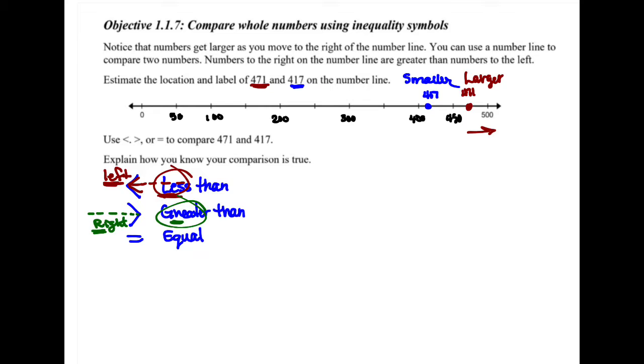So now let's write this inequality. We're going to compare it. So we have 417 is smaller or less than the larger one, 471. And way back in grade school, when you learned how to do these the first time around, remember they talked about the alligator eating a big number? That's still the same. So this is the big number, and here's the alligator eating it, right? So the big side goes to the big number, the little side goes to the little number.